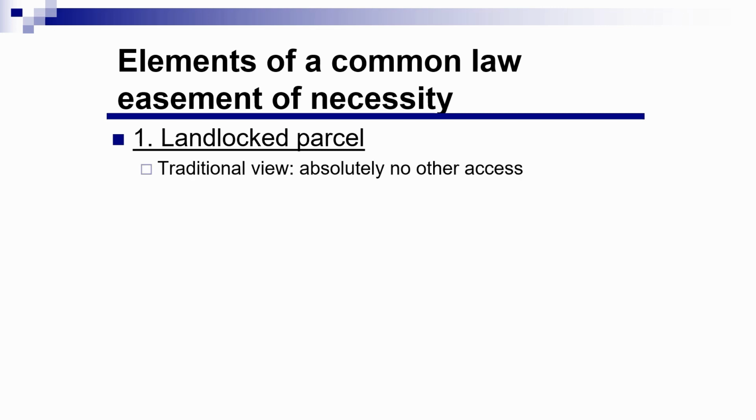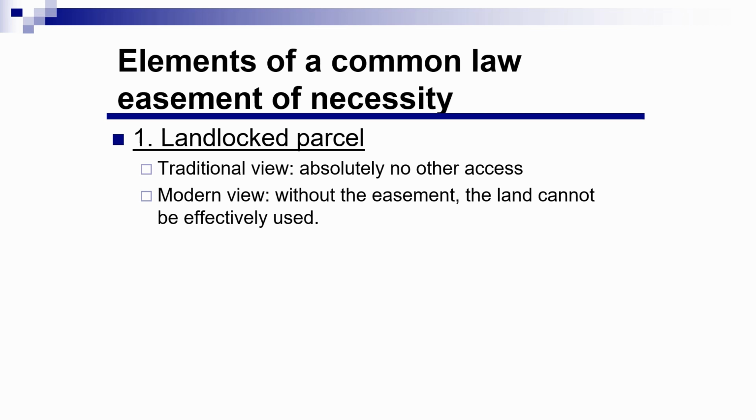So the traditional view was that there must be absolutely no other access to the property. Even if there was other access that was very difficult to use, very inconvenient, it went through creek beds, it went over mountaintops, nevertheless that would knock out the idea of an easement of necessity. The modern view is a little more relaxed, and the issue is usually something like this. Without the easement, can the land be effectively used? Is there any other practical way to get to the property? And if there isn't, then the owner may be able to get an easement of necessity by decree of the court.